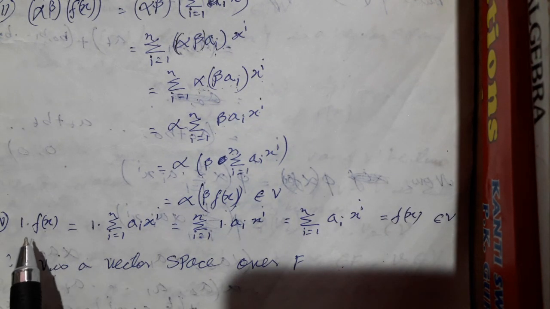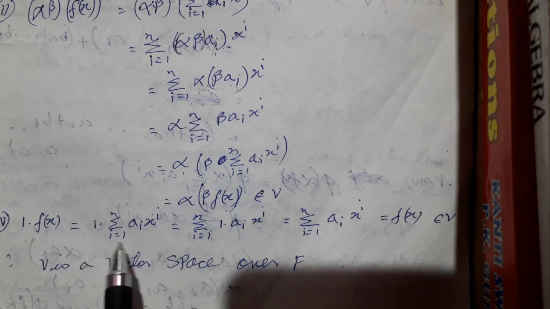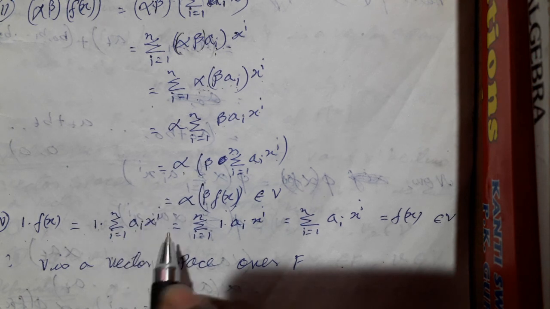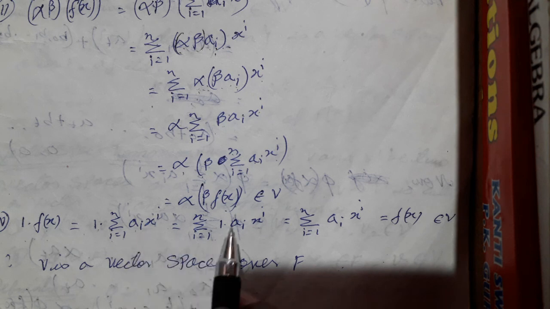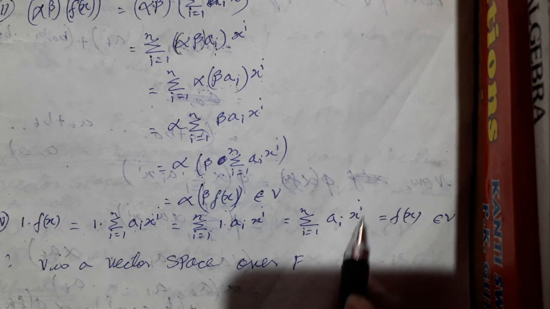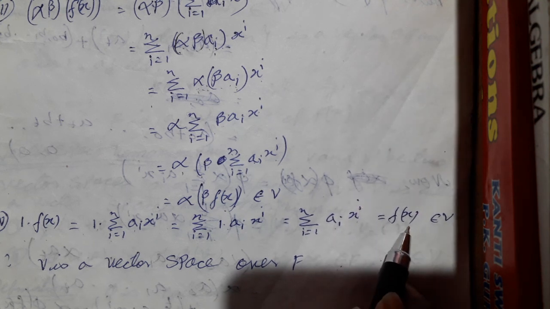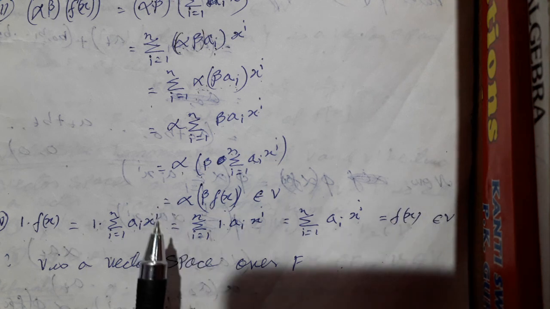Now let us check the last condition, 1 times f(x). So we have 1 times summation i equal to 1 to n a_i x^i. You multiply this 1 into a_i x^i. So 1 times a_i is nothing but a_i, so we get here a_i x^i. This is equal to f(x), which belongs to V. Now all the four conditions of a vector space are satisfied. Hence it is a vector space over F.